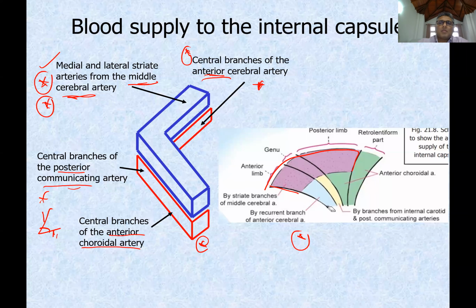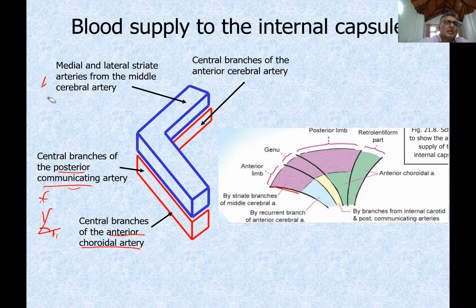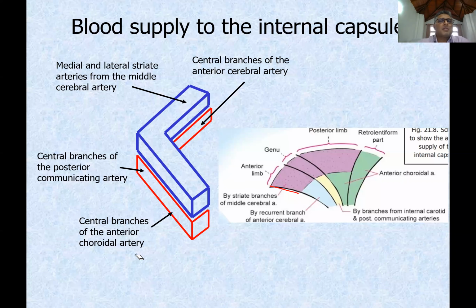But you might not be able to remember it exactly this way, so have some mechanism to remember, at least remember that these branches are important. If somebody says, say, in an MCQ, the internal capsule is supplied by the middle cerebral, anterior cerebral, posterior communicating, anterior choroidal, all correct. Okay, they have some sort of supply to the internal capsule. The most important supply comes from the middle cerebral. That's the point that I wanted to raise here.